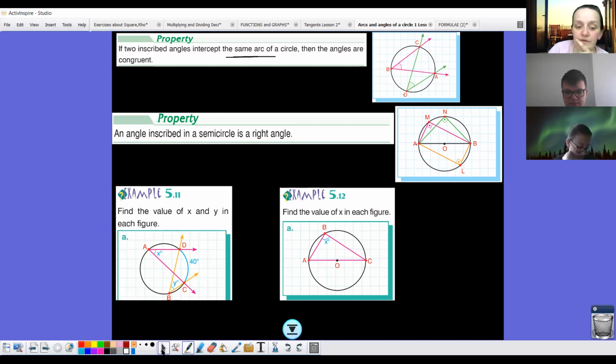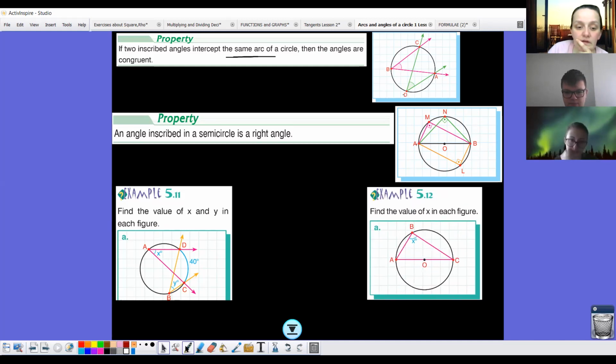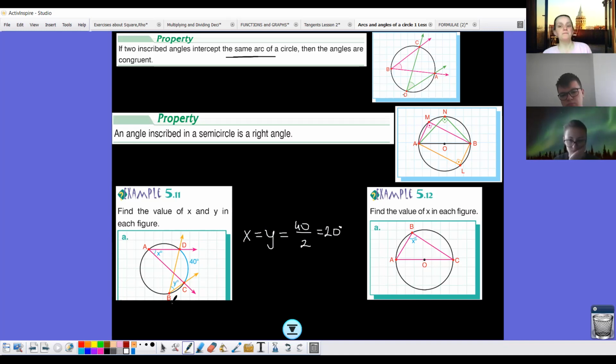Now here in this example, find the value of x and y in each figure. So here in this figure, you have x and y, but both of them are intercepting the same arc, CD, and the measure of the arc is given as 40 degrees. So what will be the measure of angle x? One more time. 40 over 2, it will be 20. So x is equal to y, they will be the same, and both of them will be 40 over 2, which is 20 degrees, okay?